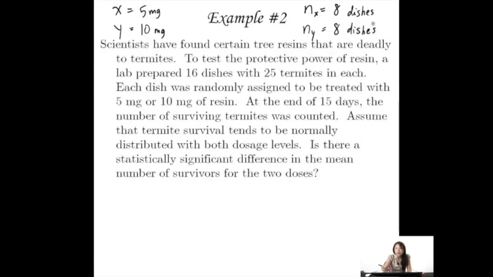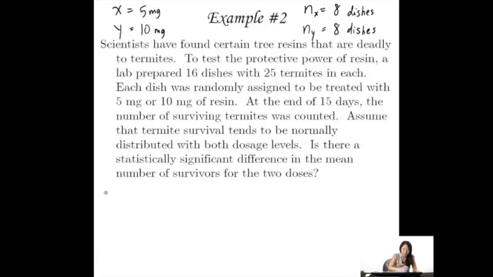And the termites aren't the subject, they aren't the cases that we're interested in. The termites are sort of the test, right? You could get 25 termites surviving, or you could get 0 surviving, right? So how many termites survive? That's our dependent variable.